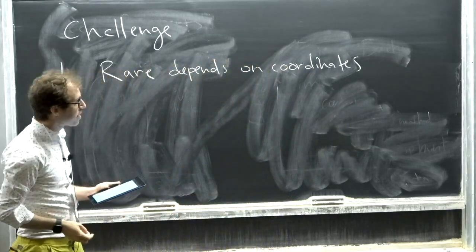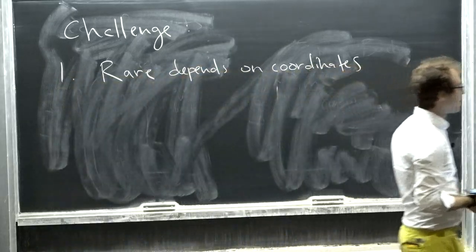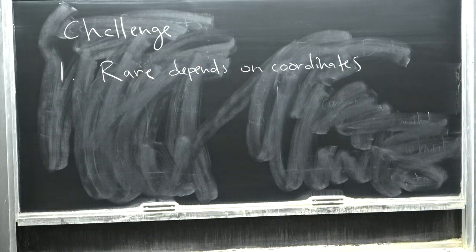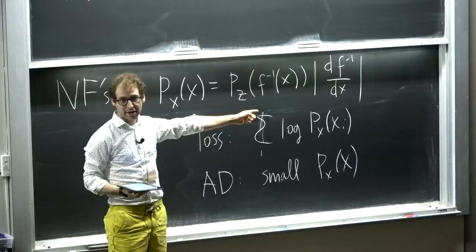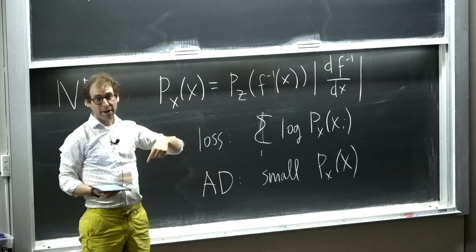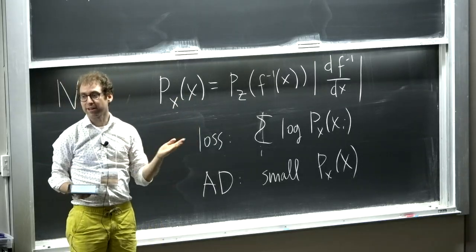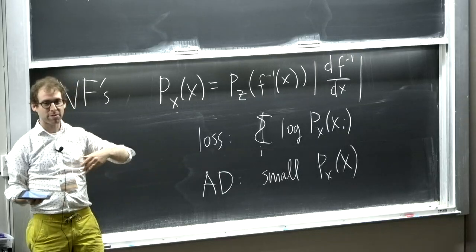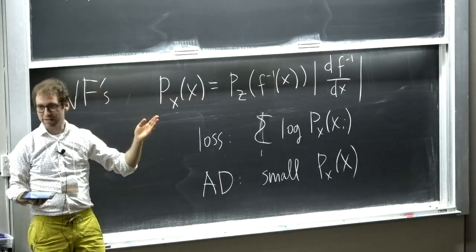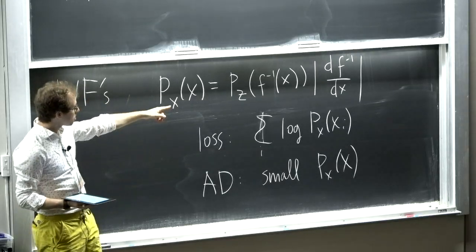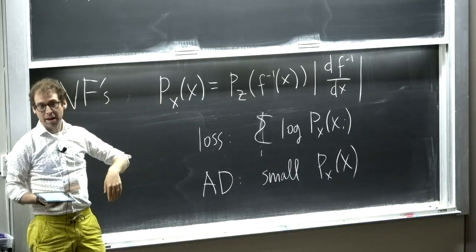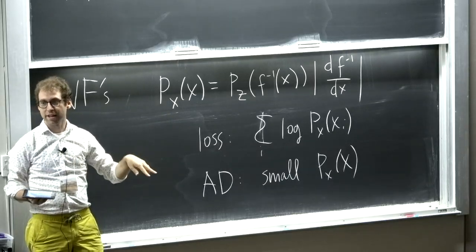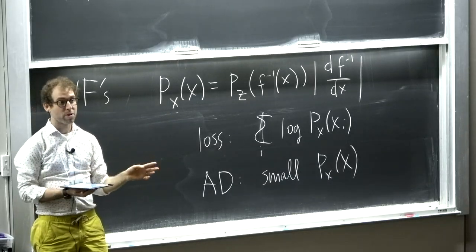Hopefully you can already see that from the change of variable formula here. If I change my coordinates from x to x prime, then I pick up the Jacobian factor. If the Jacobian factor is a constant, then it doesn't matter. So for linear transformations of coordinates, rare is the same. If you pick the 1% rarest stuff, it's still the 1% rarest stuff. But if this Jacobian factor is nonlinear, then it can change the order of rarity, and something that was rare before may no longer be rare.